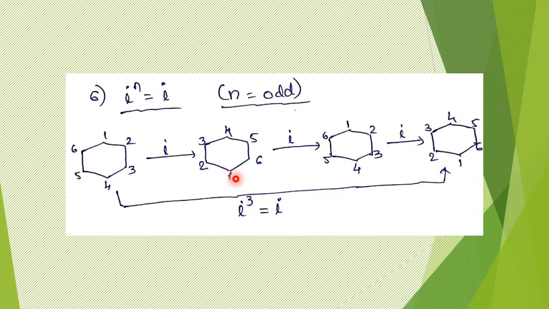So orientation 2 can be obtained just by performing I once. Therefore, if I perform I an odd number of times, say from here to here I have performed the I operation an odd number of times, that is 3 times, it has resulted in I itself. So when n is odd, I raised to n is equal to I itself.